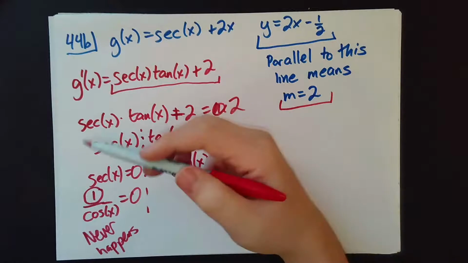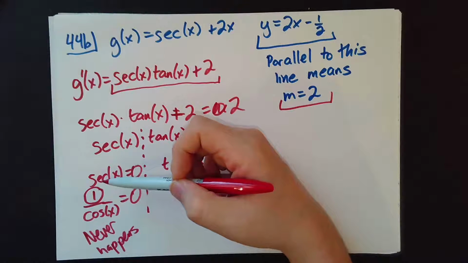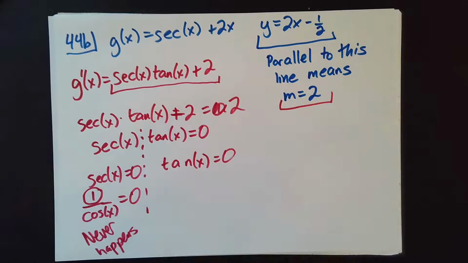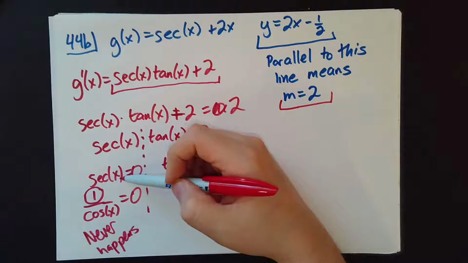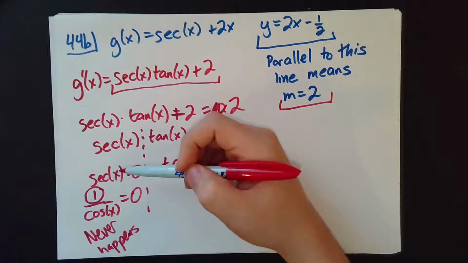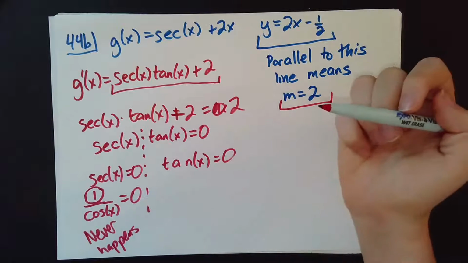If you pull up a graph of secant of x, you'll see it never crosses the x-axis. In fact, secant of x is always either larger than 1 or less than minus 1, so in particular, it's never 0.